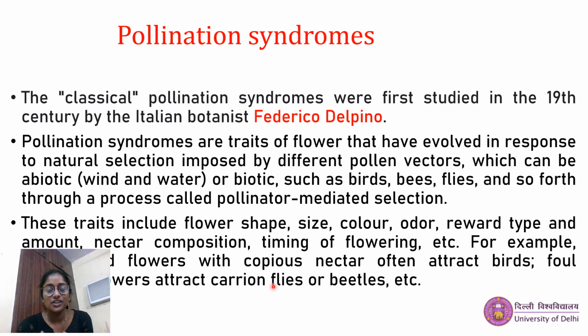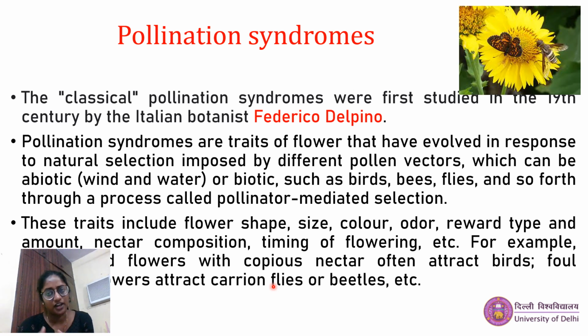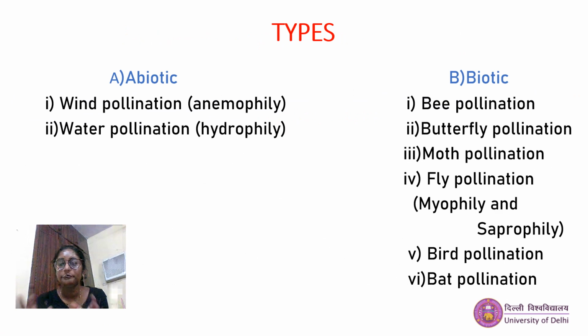So, what are these traits which can be exhibited by the flower? It can be the flower shape, the size, color, odor, or nectar composition, etc. Like for example, a huge tubular red flower with a huge amount of nectar tends to attract birds. So that flower is showing a syndrome or floral traits in order to attract the birds.